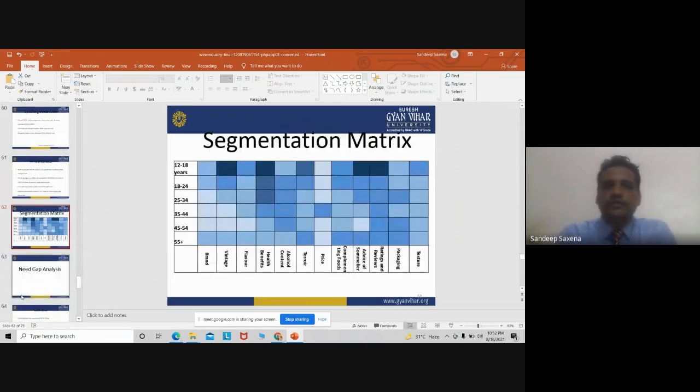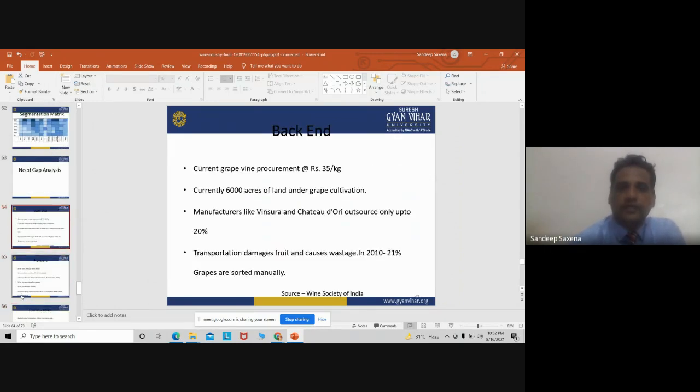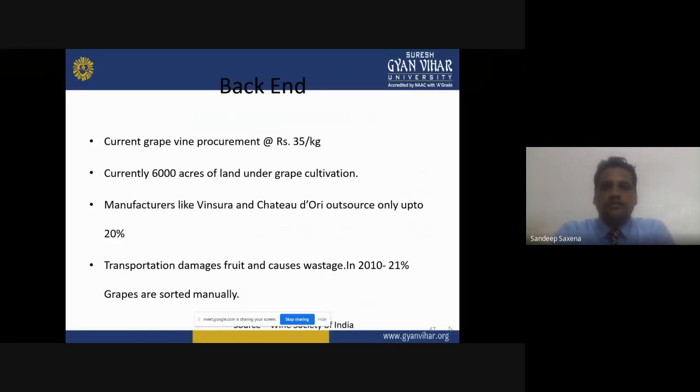Now the segment market metrics, you can see a neat gap analysis. The back end: the current grape wine production is rupees 35 per kg. Currently 600 acres of land are under grape cultivation. Manufacturers like Vinsula and Chateau de Poli outsource only up to 20%. Transportation damages fruit and causes wastage; in 2010, 21% of grapes were stored manually.